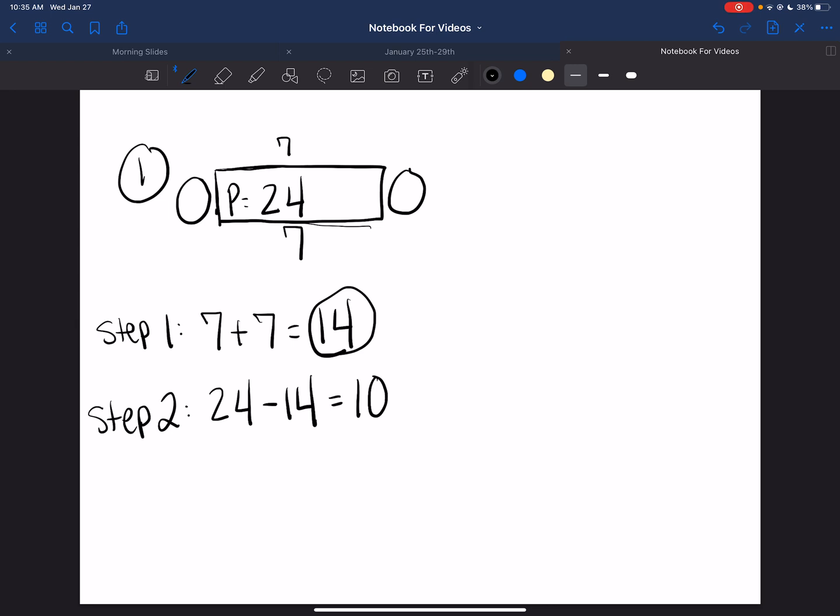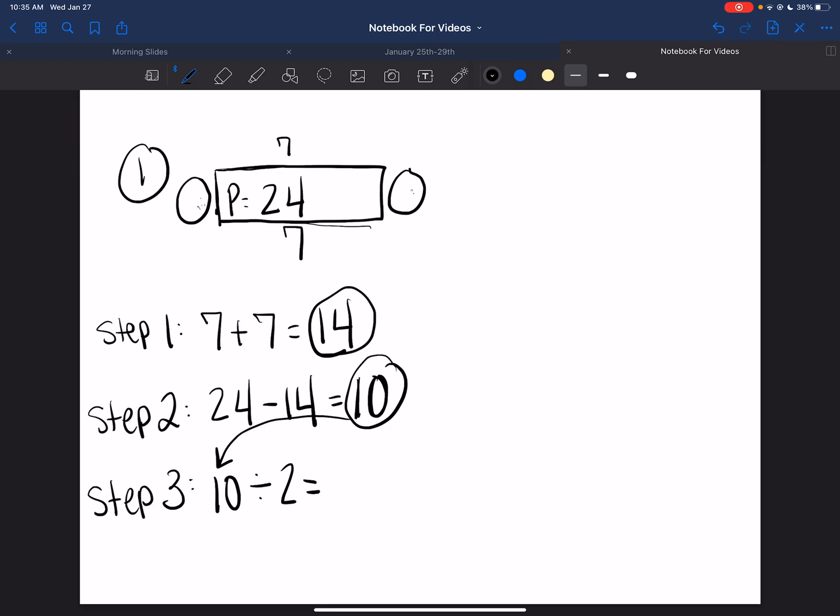So that answer means that we have 10 inches, yards, centimeters, whatever we're measuring in, to share between those two sides. And we know that when we share, we are dividing. So step 3 is to divide the answer we just received, and we're going to divide by 2 because we're sharing that 10 between those two sides. So 10 divided by 2.